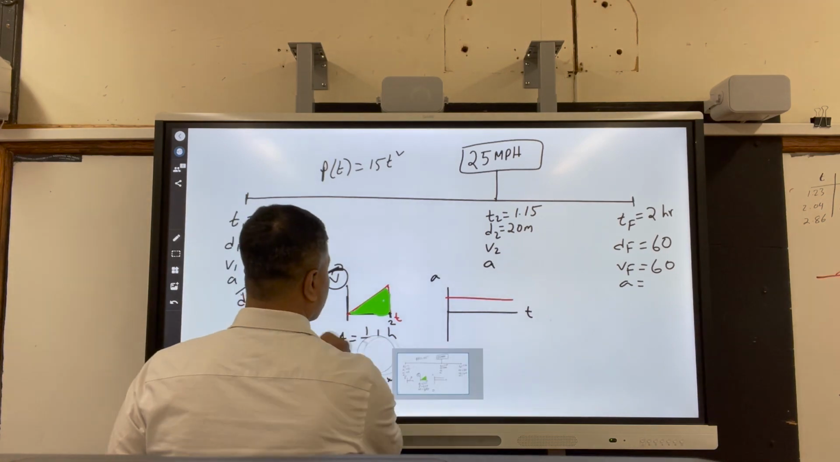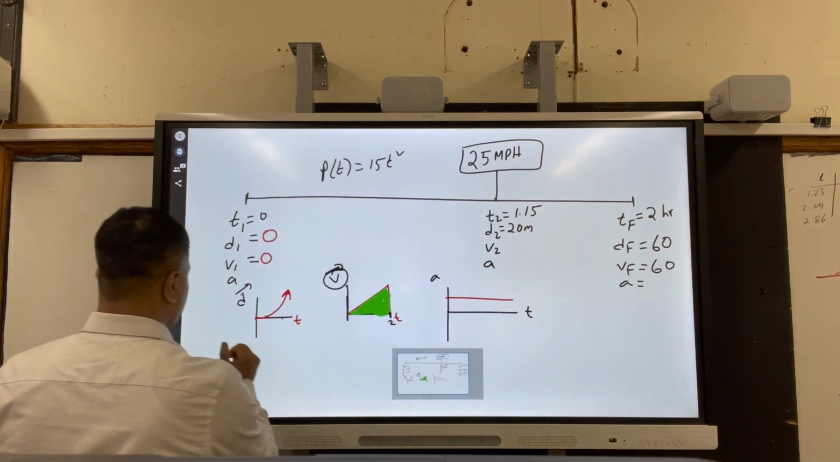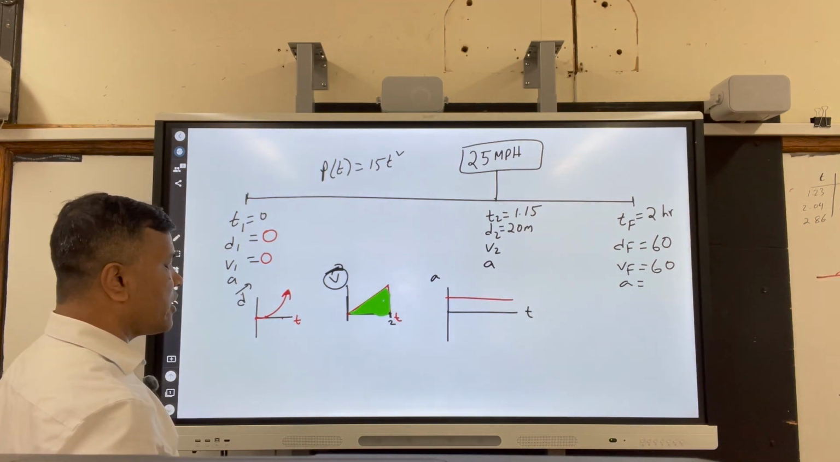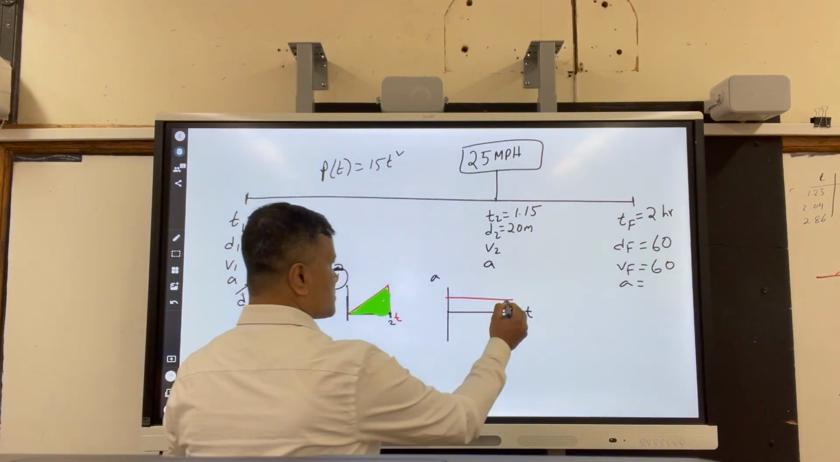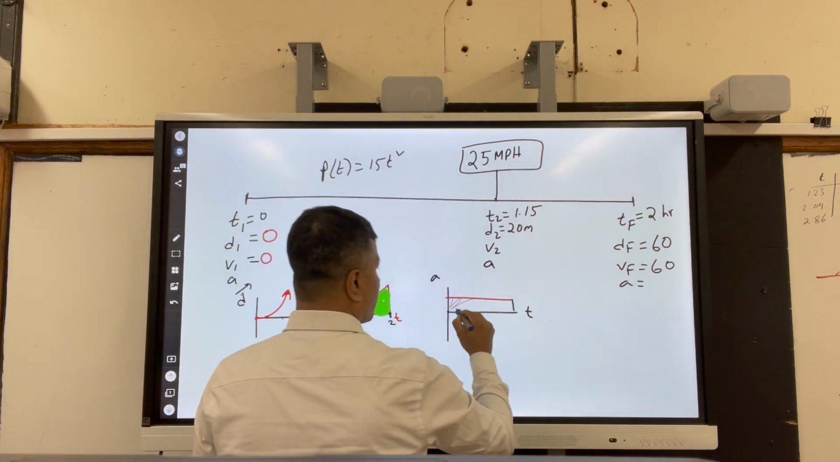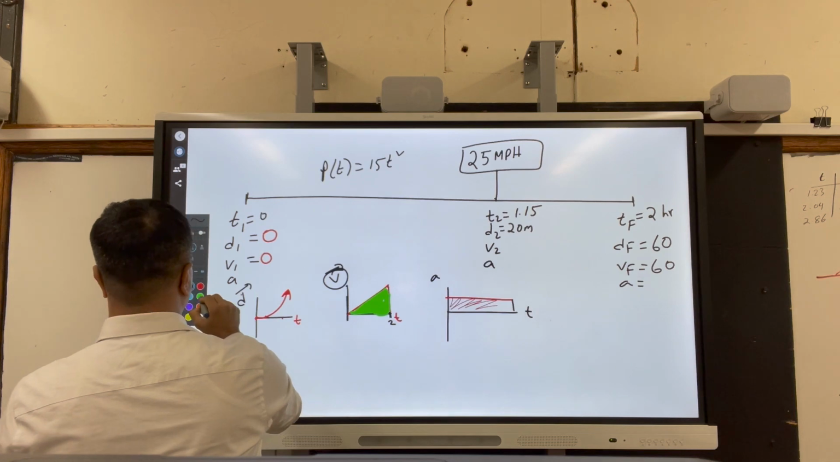Now we want to find the acceleration a few different ways. So let's find acceleration. One way you can find the acceleration is this way. So this is area under the curve. Let's see.